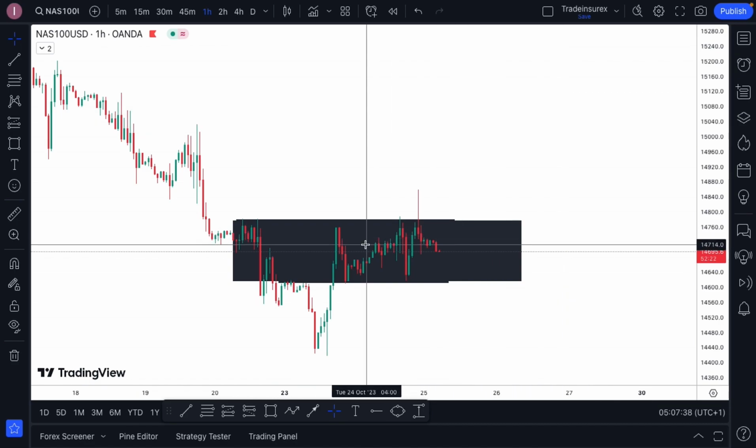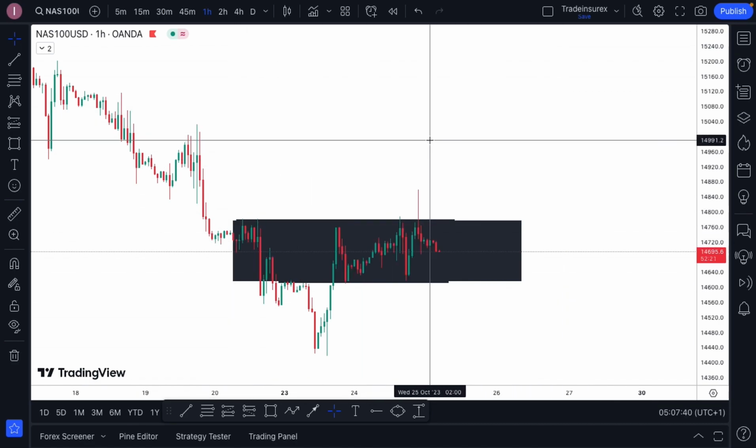So this right here is what I call a no trade zone on Nasdaq, because both buyers and sellers are in control of the market at this area, and this is the area where you are really not looking to be in the market, because both the buyers and the sellers are in control of the market at this area. So this is what I call a no trade zone.